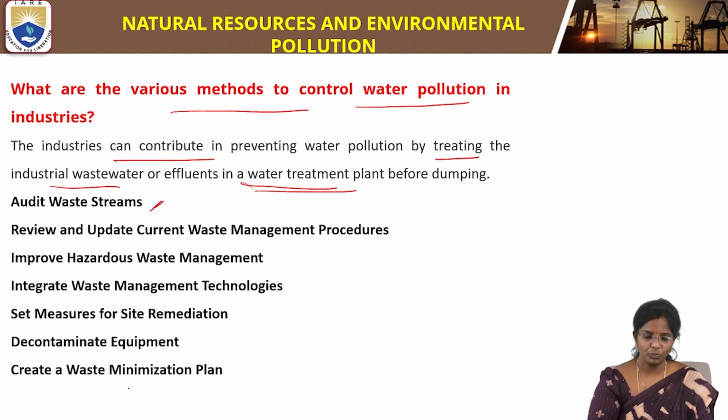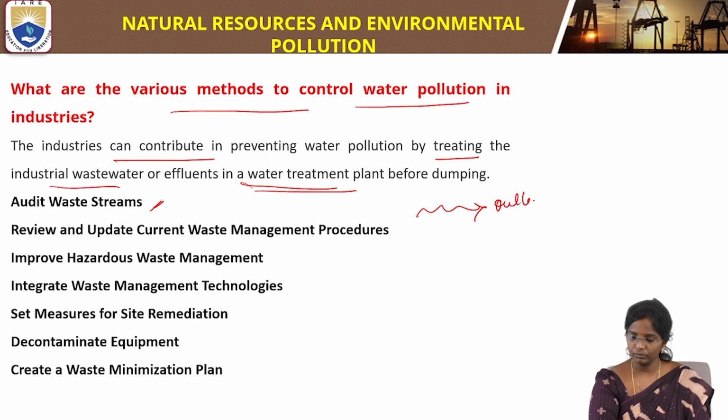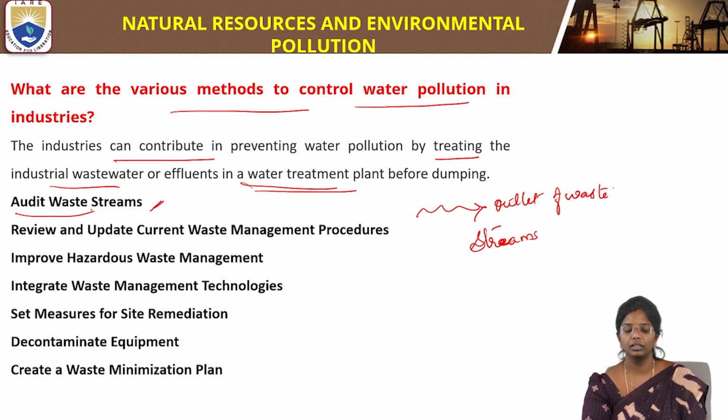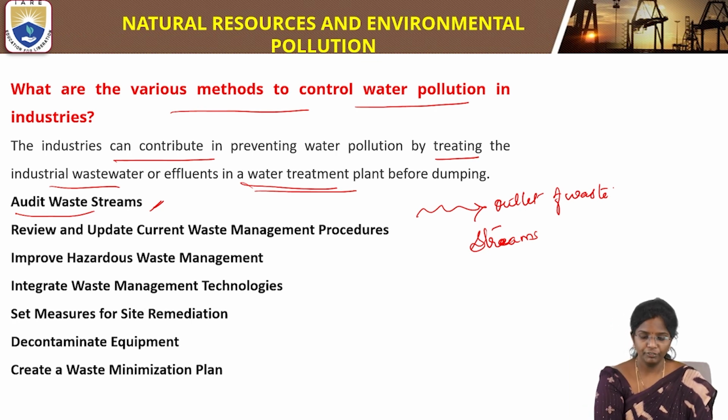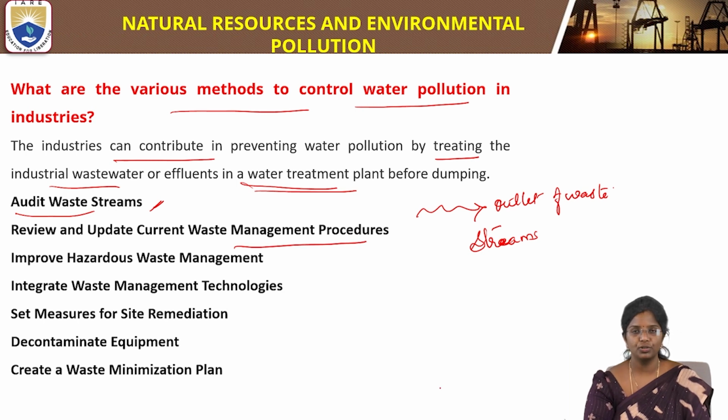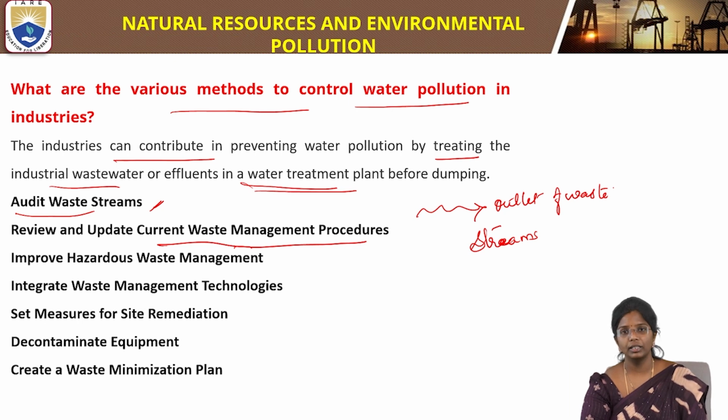Then, audit waste streams. Whenever there is an industry, there is an outlet of wastewater coming out, a stream of water. We need to audit those streams, or check them in sequence, or at regular intervals, so that the water goes into a proper channel. Then, review and update current waste management procedures. Waste management procedures are also very important; we have to stay updated and implement the same in the company or industries.